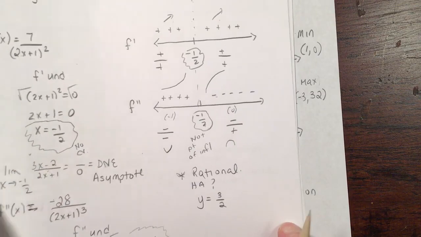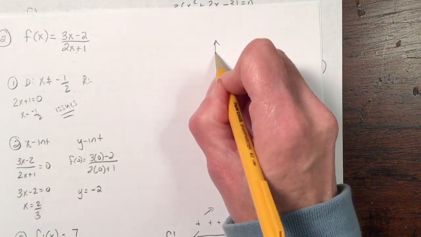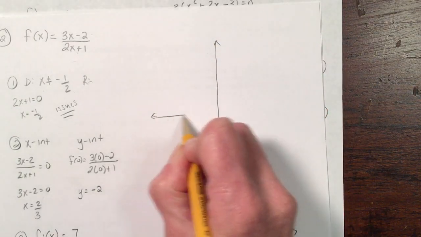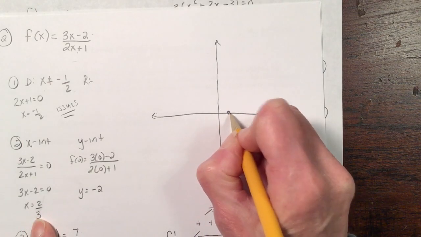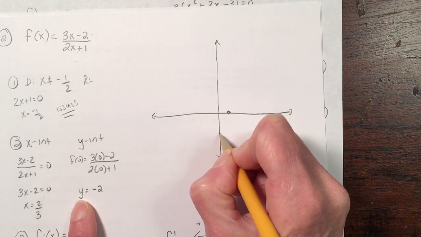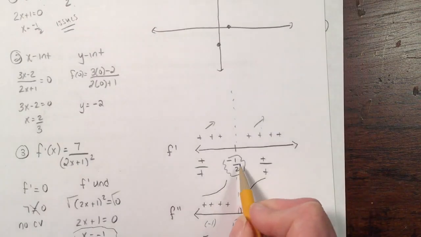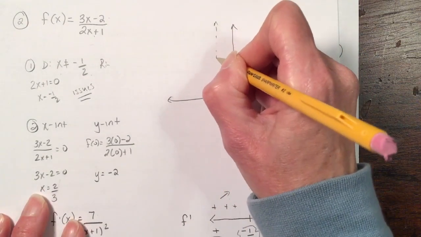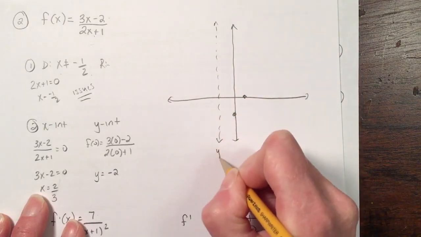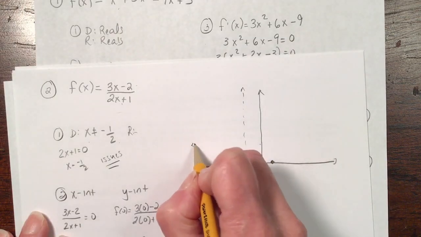Okay. So if we put this information together, now you have your sheet in front of you, so use this as a guide. I have an x-intercept at 2/3. I have a y-intercept at negative 2. I have a vertical asymptote, where the function is undefined, at negative 1/2. And I have a horizontal asymptote at 3/2.